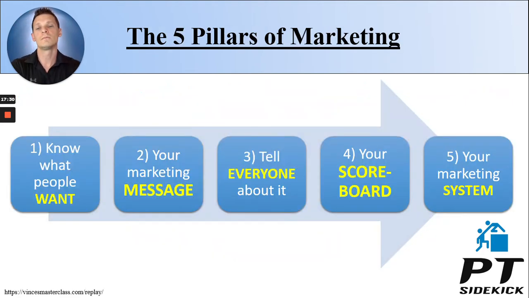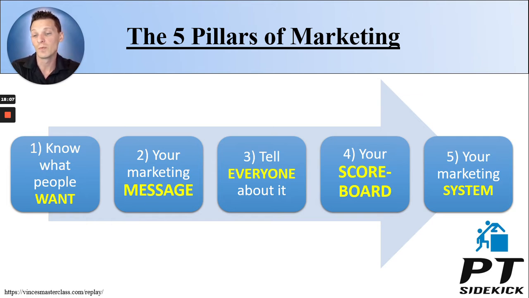Now, next thing here is the 5 pillars of marketing. Number 1 is know what people want. Number 2, your marketing message. Number 3 is telling absolutely everyone about it. Number 4, your scoreboard. And number 5 is your marketing system. So really simple, if you were to think of a small kid that's got a lemonade stand outside of the front yard, they have the similar sort of 5 pillars of marketing, and I'll explain here.